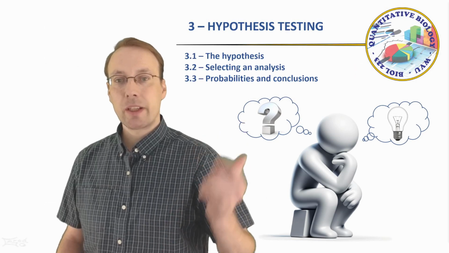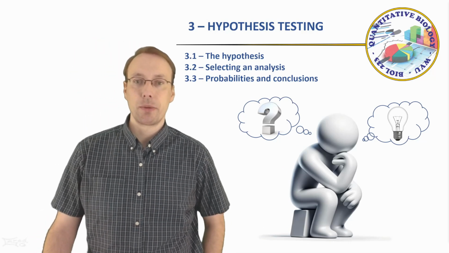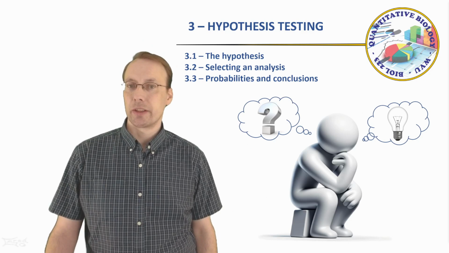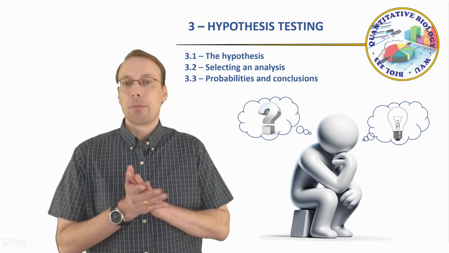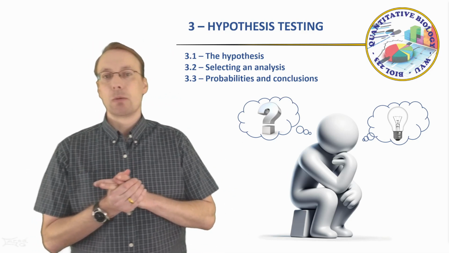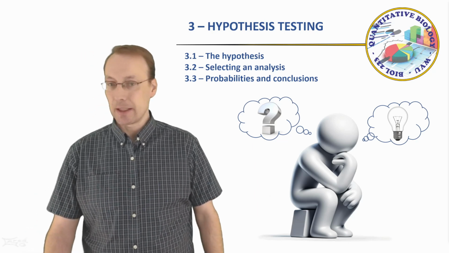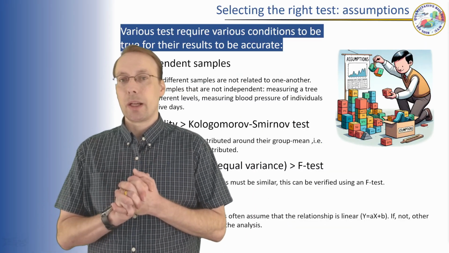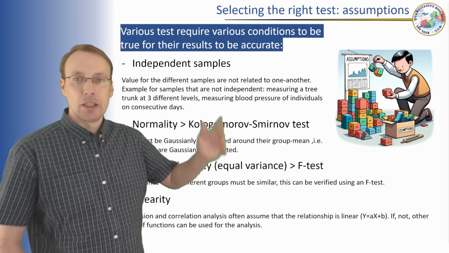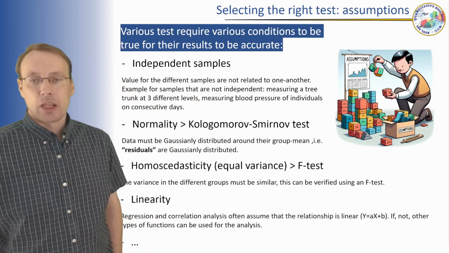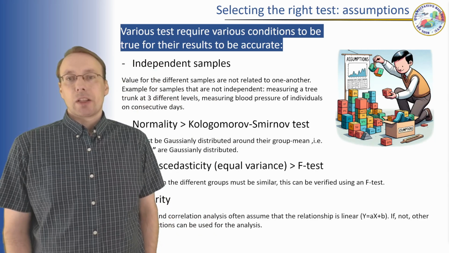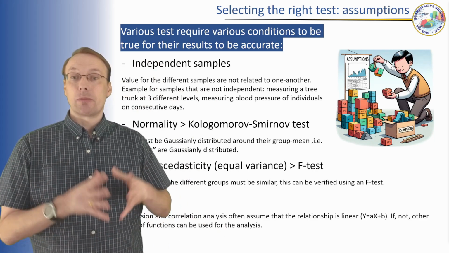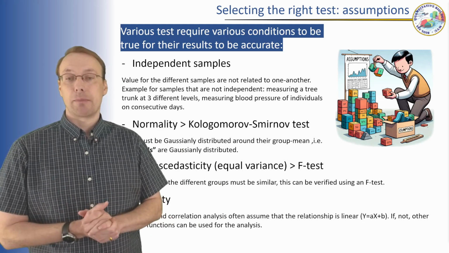Okay, so in this second part of our module 3, we're talking about selecting an analysis. We framed our hypothesis and now we want to test it statistically. So what are the factors that matter? The first one I want to talk about is assumptions. Various statistical tests will be based on assumptions about your data, basically.